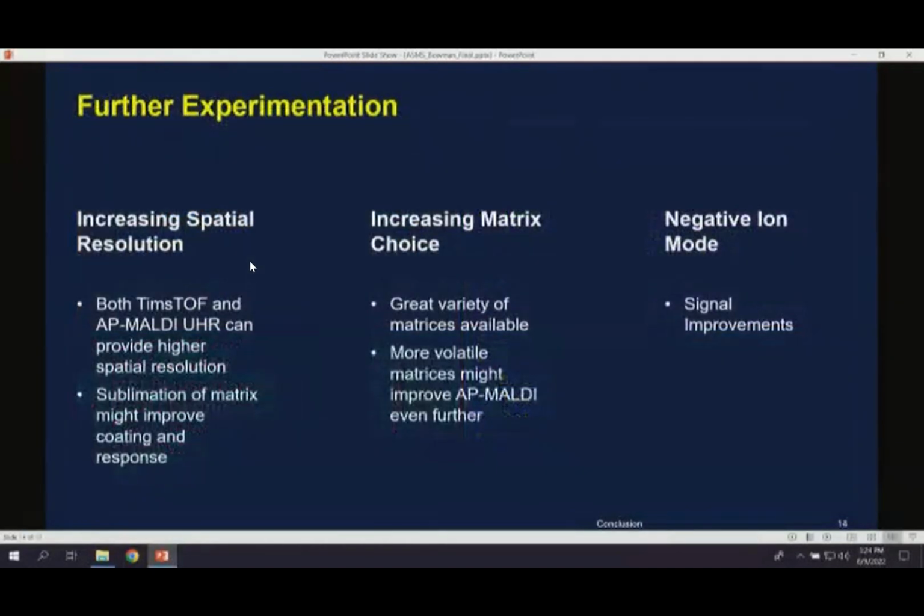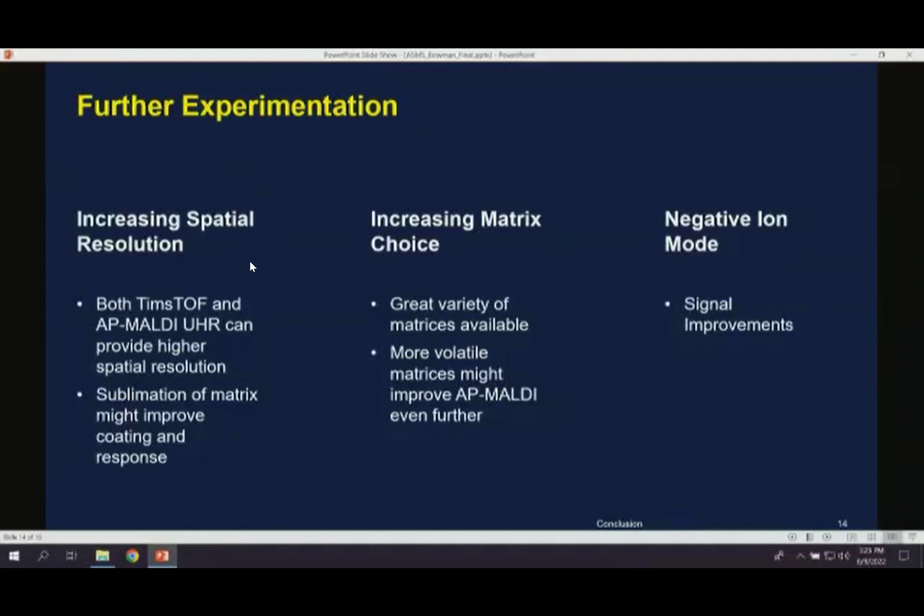And with that, we do have some ideas for further experimentation. These platforms are capable of much higher spatial resolution, so I do plan to run both the timsTOF and the AP-MALDI source at their limit of resolution. This is also going to include sublimation of the matrix that should improve maybe the coating and the response for all three of the platforms that are MALDI based.